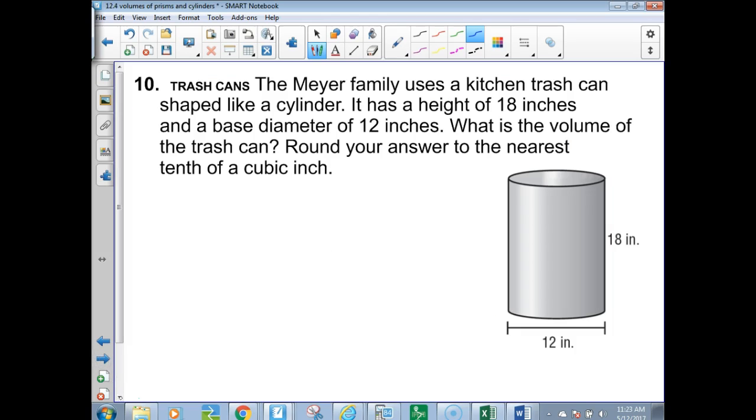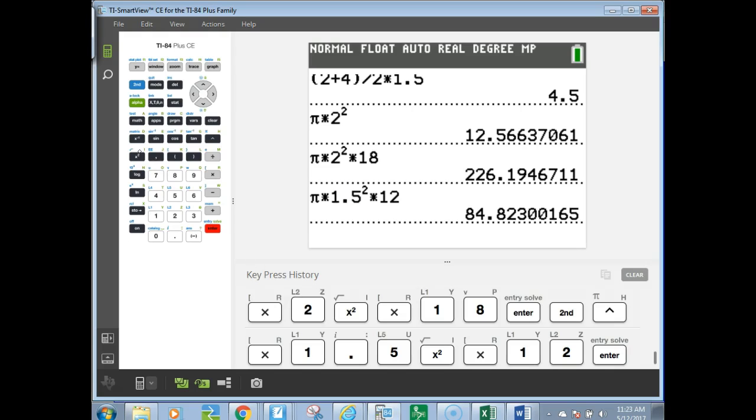All right. Oh, trash can. Here's what I want to know. The volume of the Meyer family's kitchen trash can. It's shaped like a cylinder, so it has a height of 18 inches and a base diameter of 12, which means its radius is 6 inches. What's the volume of the trash can? All right, let's find out how much garbage these guys can throw away in their can. Volume is pi times 6 squared times 18. How many cubic inches of trash can the Meyer family dispose of?